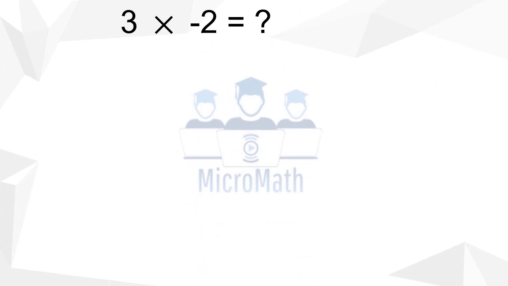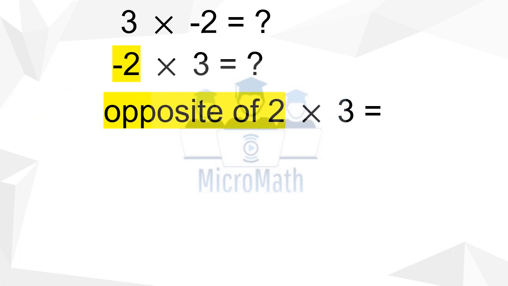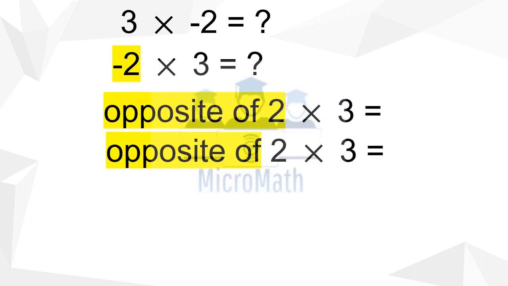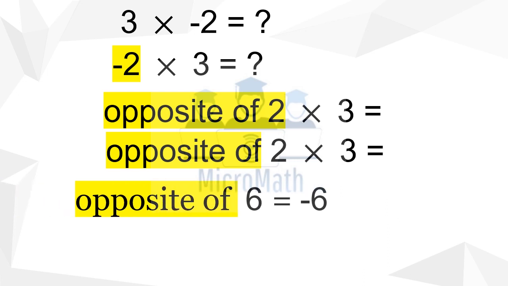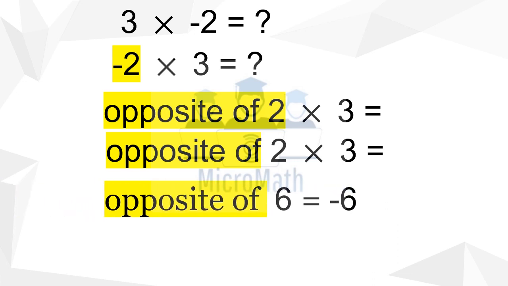In summary, 3 times negative 2 is same as negative 2 times 3. By substituting negative 2 with the opposite of 2, I have what's opposite of 2 times 3. By doing 2 times 3, I have what's opposite of 6, which is negative 6. So my answer will be negative 6.